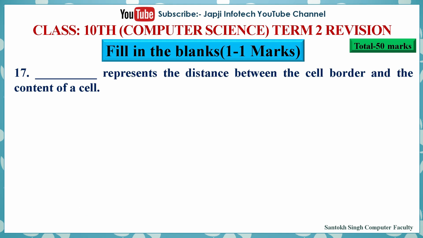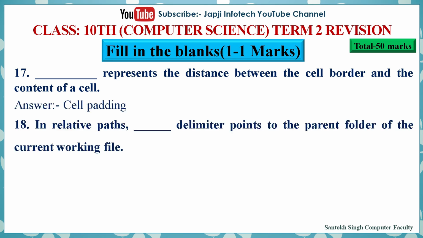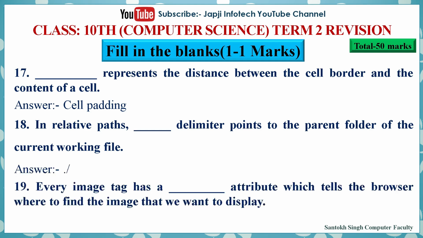And 17th one is dash represent the distance between the cell border and the content of a cell. And the right answer is cell padding. 18th one is in a relative path dash delimiter points to the parent folder of the current working file. And the right answer is /. And 19th one is every image tag has a dash attribute which tells the browser where to find the image that we want to display. And the right answer is SRC tag.